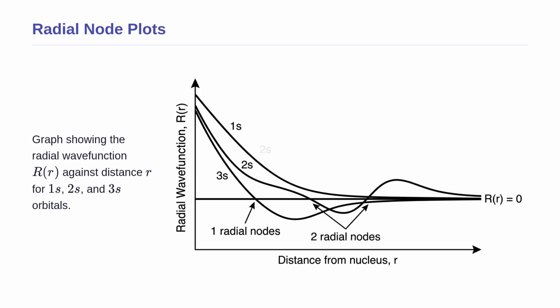Now look at the 2s curve. It crosses the zero line exactly once before decaying, creating one hollow shell of zero probability. The 3s curve crosses the zero line twice, meaning it has two radial nodes. This perfectly illustrates how increasing the principal quantum number adds more internal layers to the orbital.